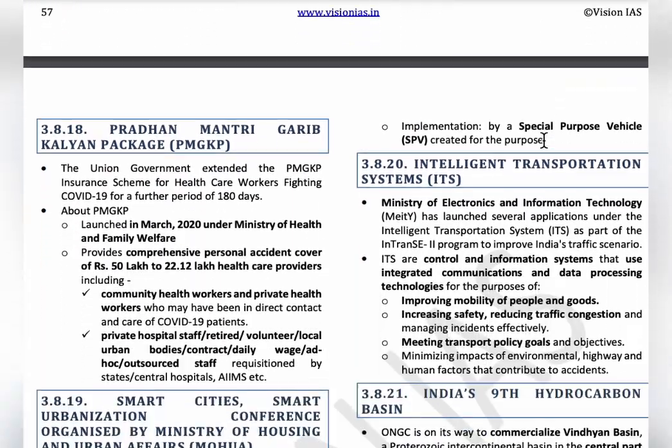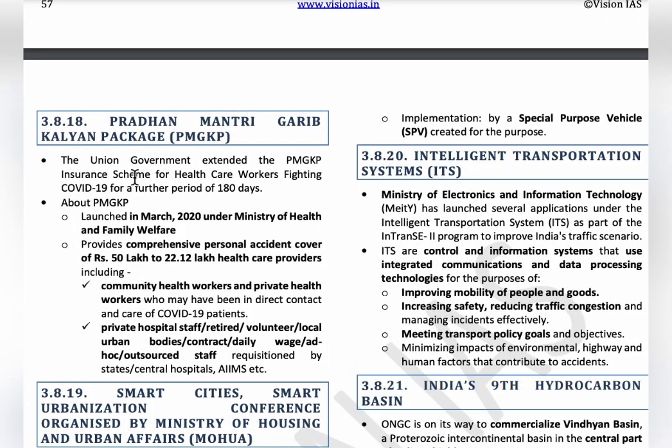The next topic is Pradhan Mantri Garib Kalyan package. It is launched under the Ministry of Health and Family Welfare. Under this program, 50 lakh rupees of accident coverage are provided to the community health workers, private hospital staff and other staff working in the government health sector.